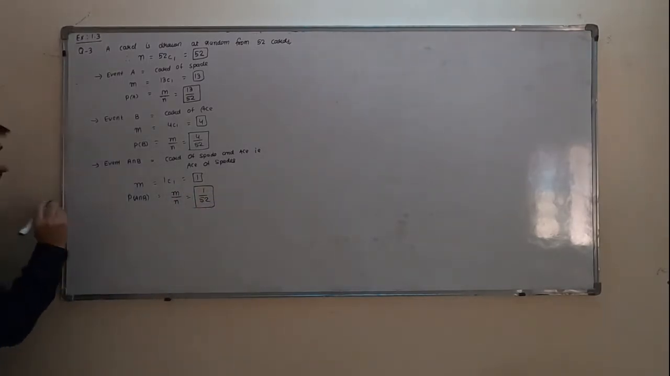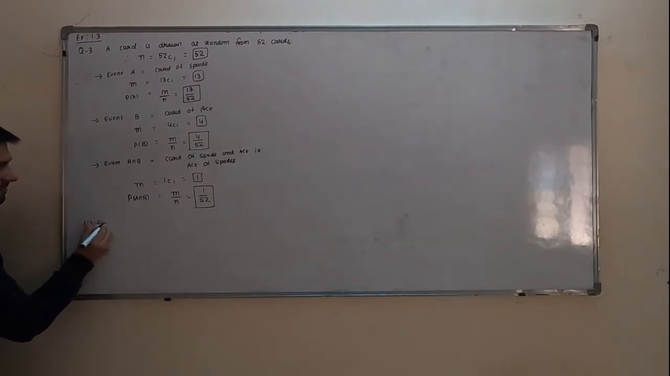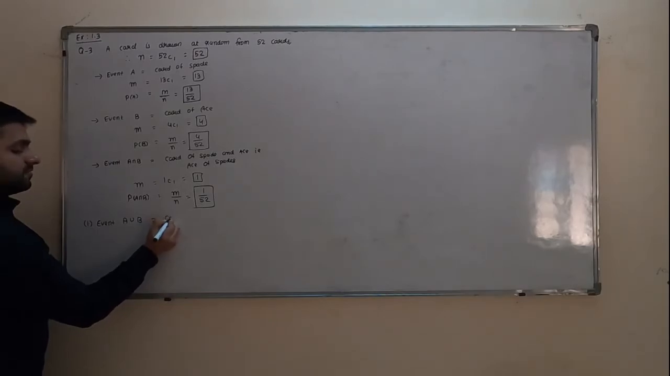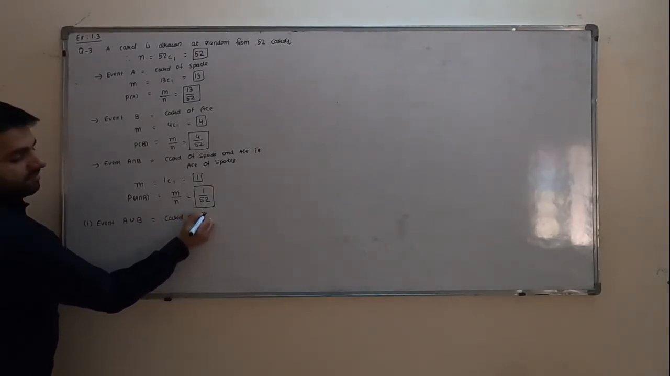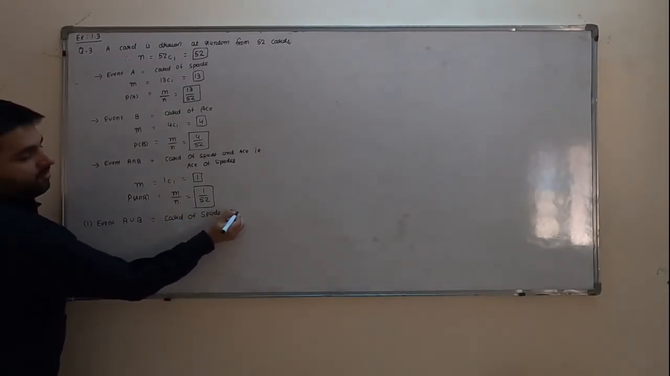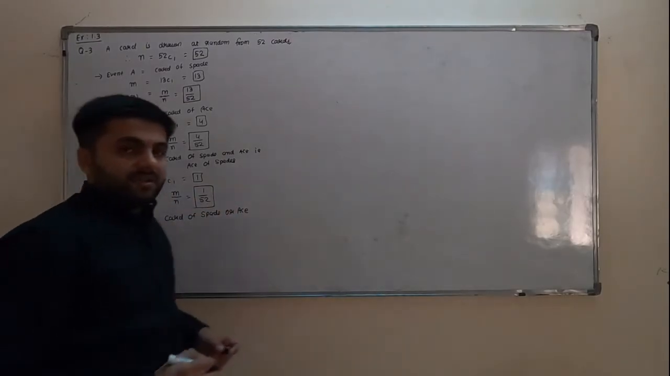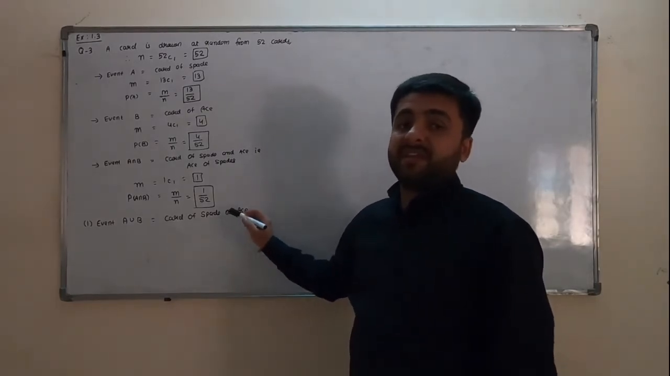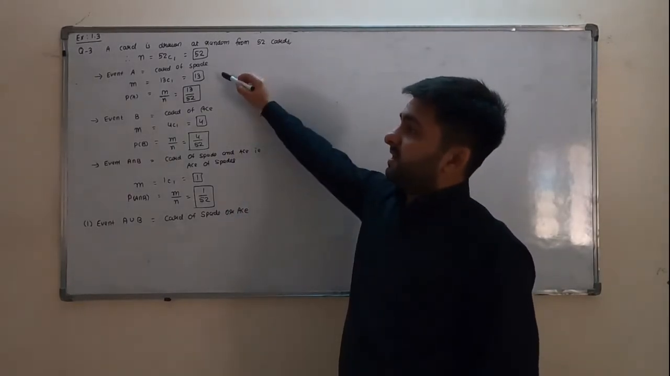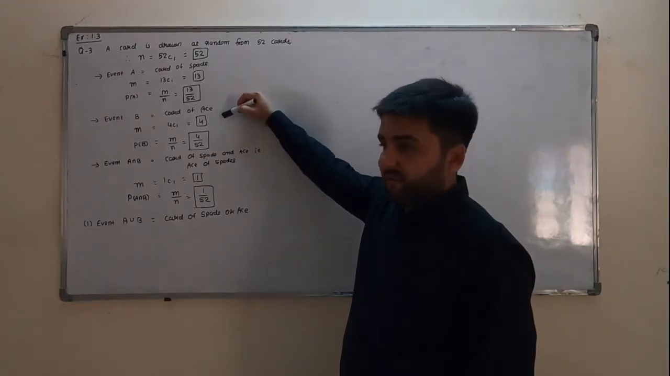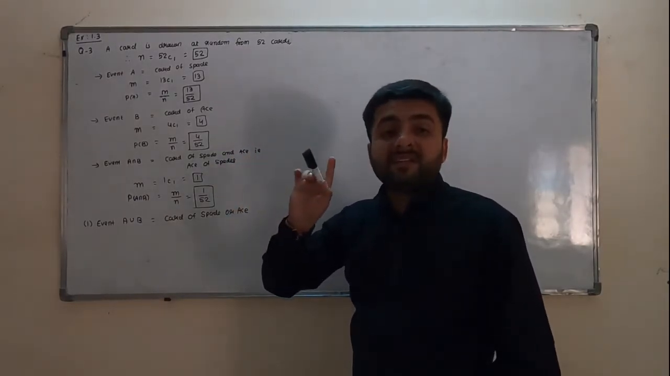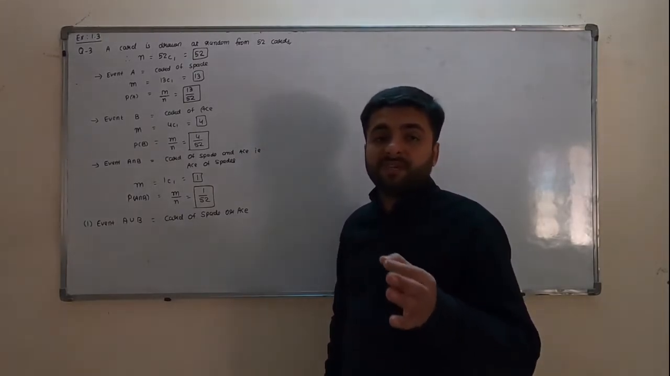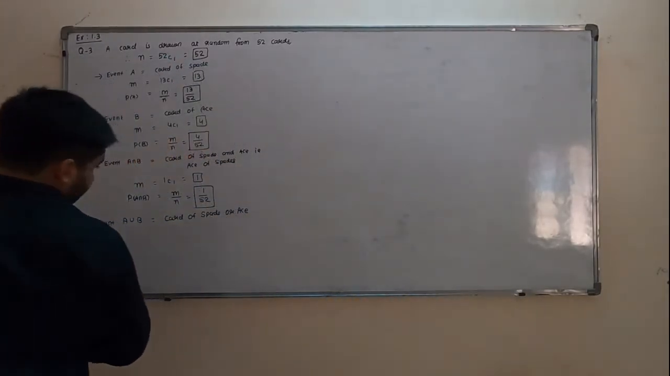Now our answer is starting off number 1. Event A union B is equals to card of spade or ace. Now you have understood the sum. I think you have now understood, because or means union. The reason is that card of spade and card of ace is having one common element, that is ace of spade. So here we have defined or means union.